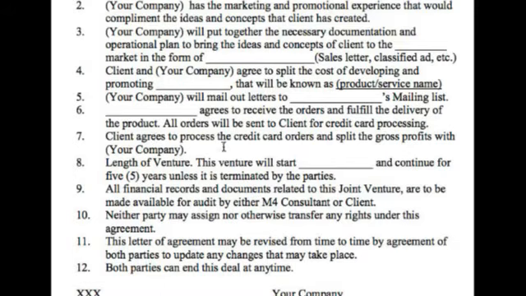The client agrees to process the credit card hours and split the gross profits. That sounds like a partnership. You don't even want to go there. You need a whole bunch of stuff in here saying how it's not a partnership and how it's not a joint venture and stuff. I'm ranting on this a little bit because it's an important example because this happens all the time.